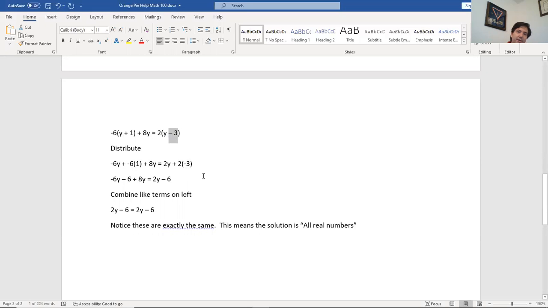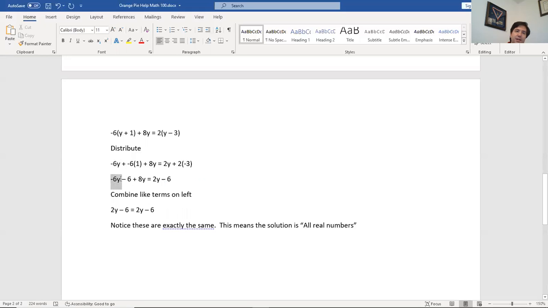So you multiply out and clean all this stuff up. You got -6y, this is -6 times 1, which is -6. You could say plus -6, which is another way of saying -6. Bring down your 8y, here's 2y, 2 times a -3 is a -6. You could say plus -6, that's the equivalent to saying -6.